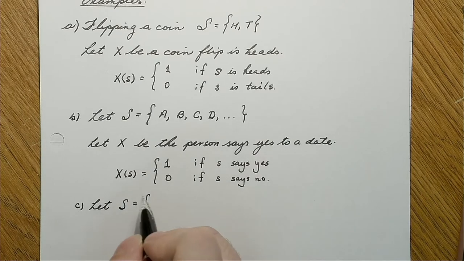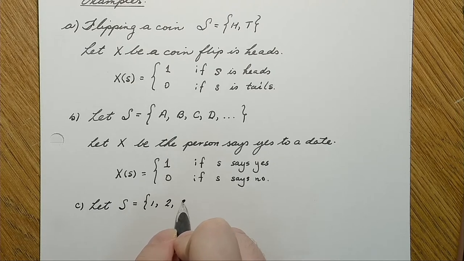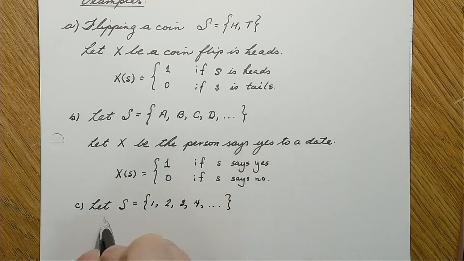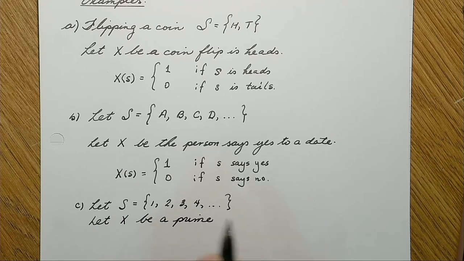Let's use S as some numbers. We could do 1, 2, 3, 4, dot, dot, dot. We could let X be a prime number, and a prime number is a number that is divisible only by itself or 1.